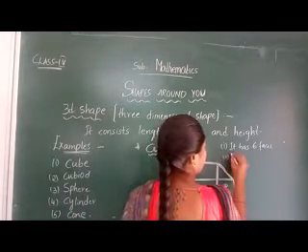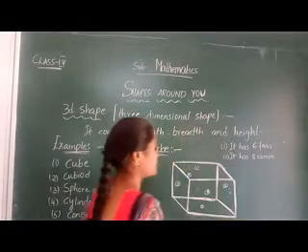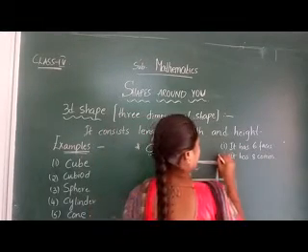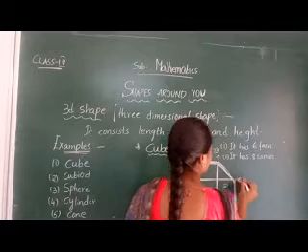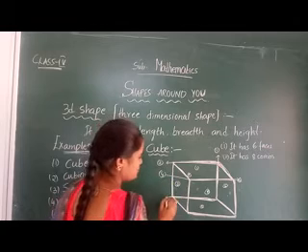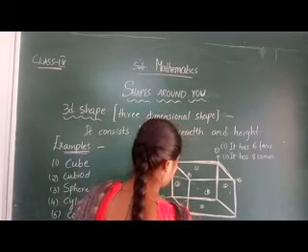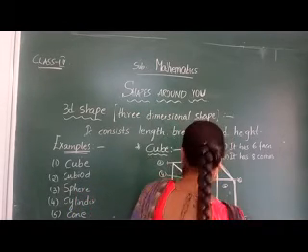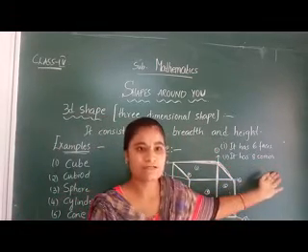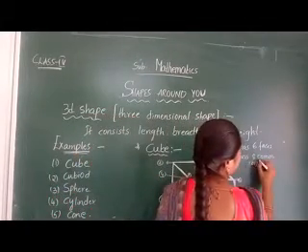Second point, it has eight corners. Already we discussed corners, right? Corners means two lines meet at a point. That point is called a corner. So, one, two, three, four, five, six, seven, eight. Total, it has eight corners. Corners are also called vertices.